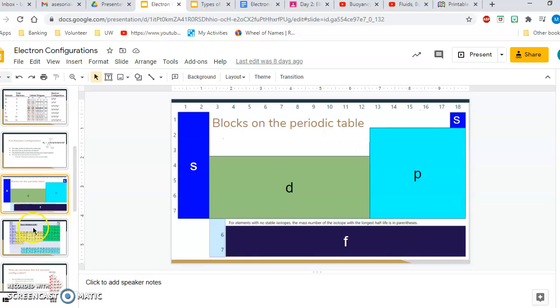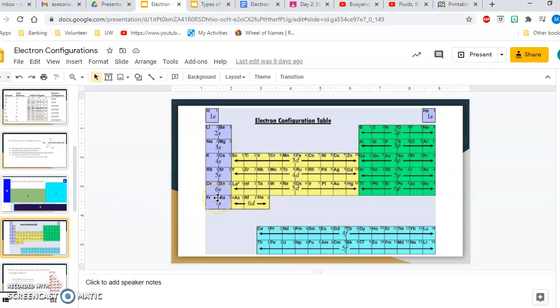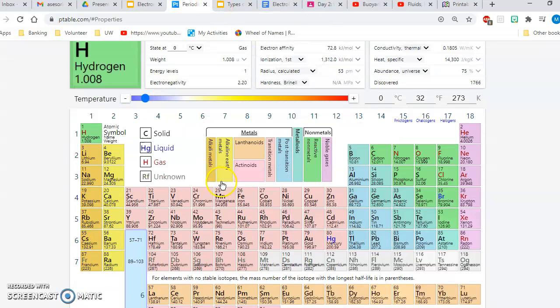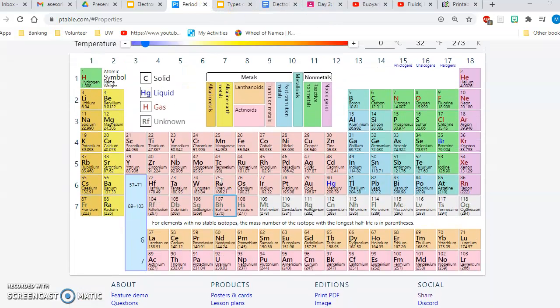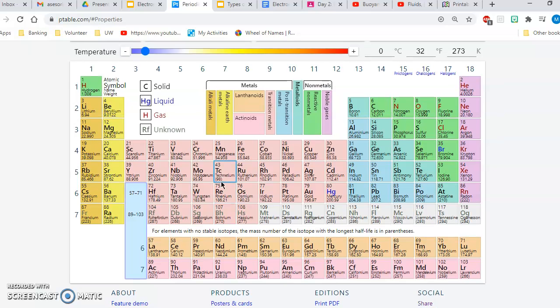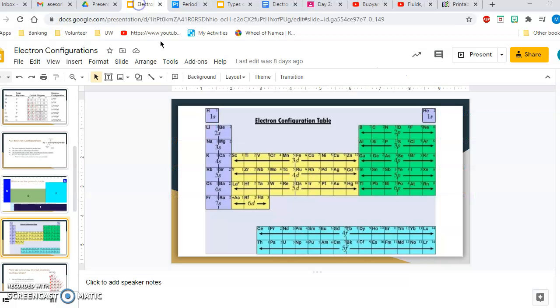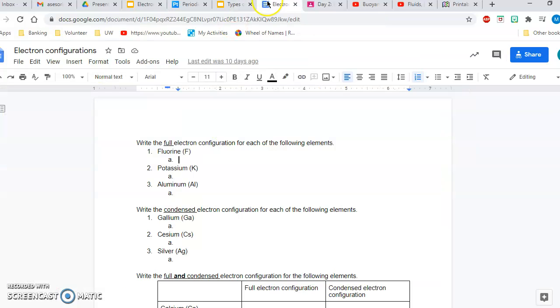We also had a nice little electron configuration periodic table. It looked a little different than our normal one. Let me bring that in. Our normal one just looks like this. We don't have our blocks or anything written out, but I found a nice one to help us learn this that has each one of our electron configurations. So, for example, our first one is fluorine.